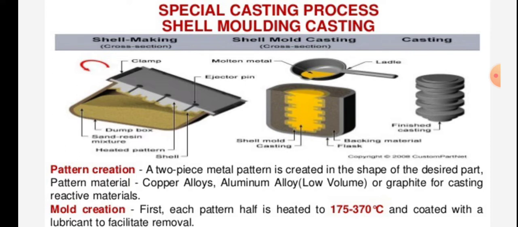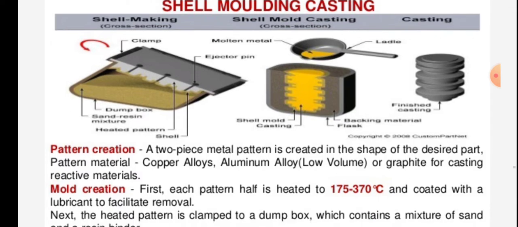Shell making cross section of shell is given in the figure. Shell mold casting cross section is given in the figure. Casting, the final product is produced in the third diagram. It is produced by casting process.